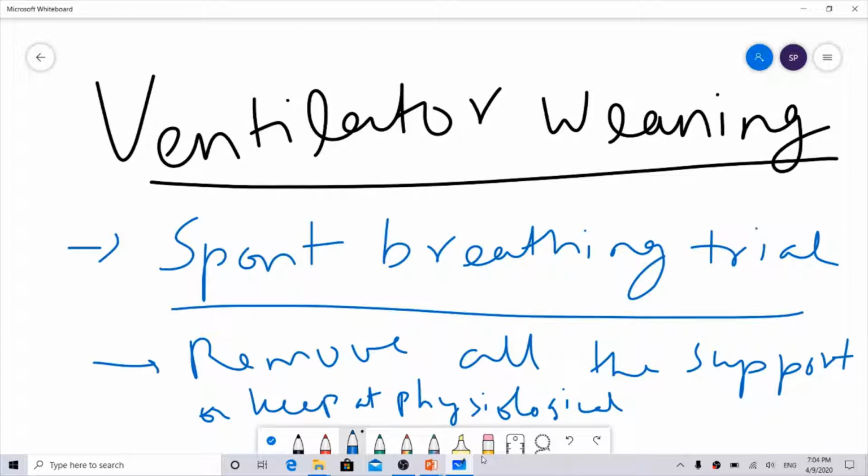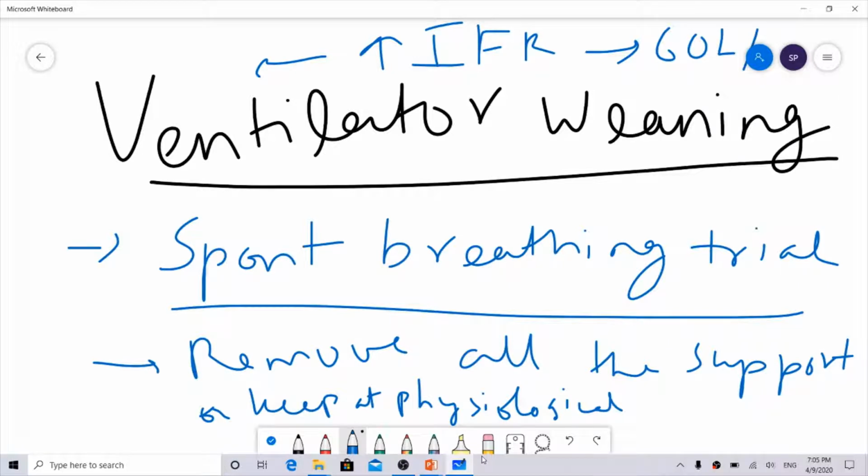Let's take a simple example. Let's say you have a patient of COPD and you want to wean that patient off. We read that we increase the inspiratory flow rate, right? The normal inspiratory flow rate is 60 liters per minute. So instead of giving 150 liters per minute, you just keep this IFR at 60, and at the physiological levels of pressures and volumes you want, you keep that and then you see how the patient is doing.